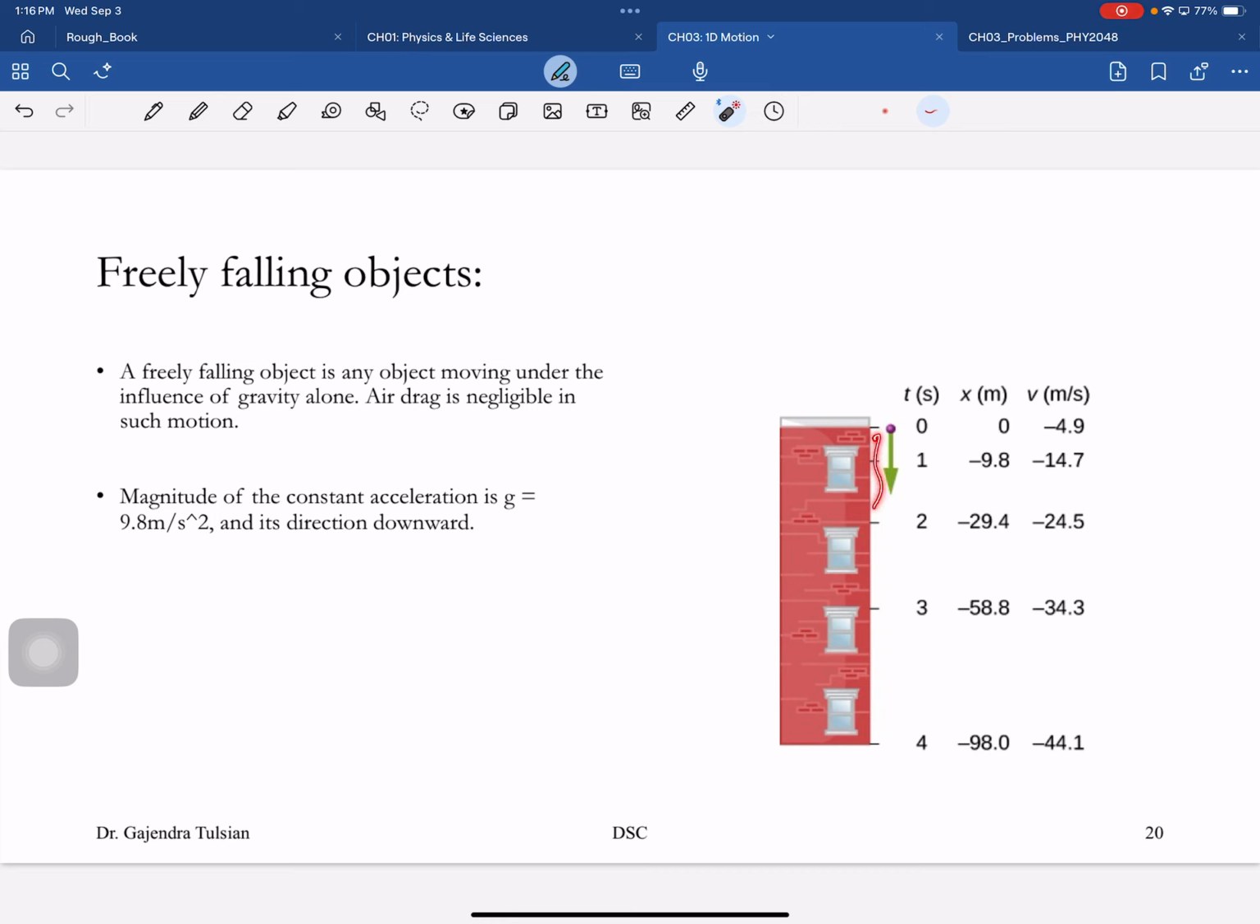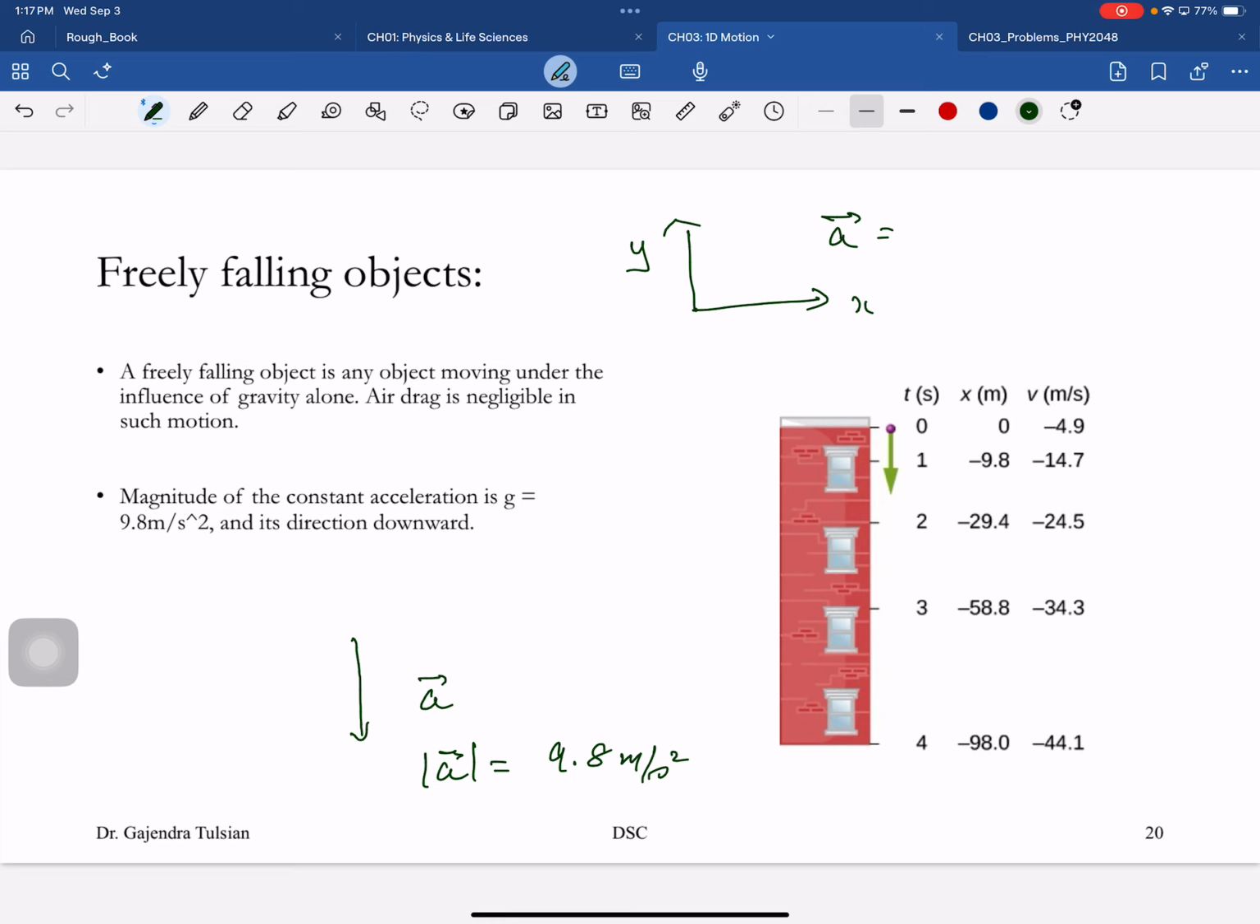All right, so a freely falling object. The acceleration is a vector pointing in this direction. What is the magnitude of this acceleration? The magnitude of this acceleration is 9.8 meters per second squared. Now let's make sure we understand this. Let's say I draw the axis like this. What is the acceleration vector? And by the way, this is given a special symbol, small g. Small g is 9.8 meters per second squared.